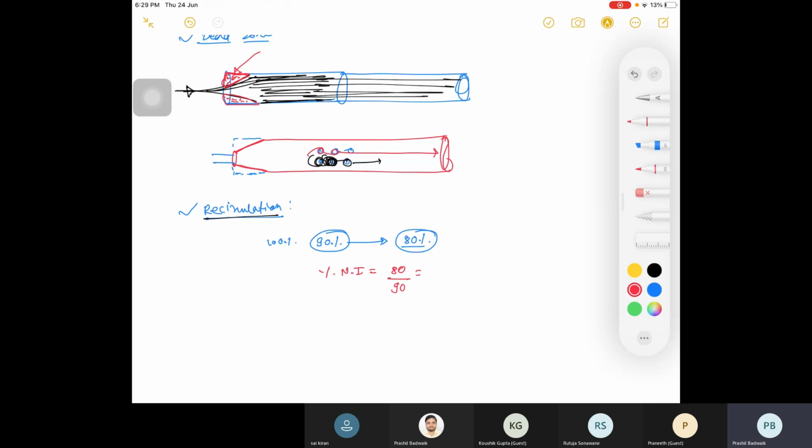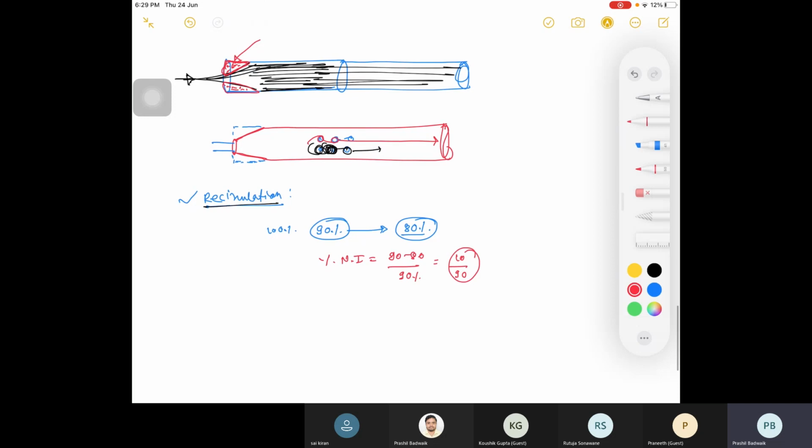So what is that answer? It is opposite, you can say, non-ideality will be 90 minus 80 divided by, with respect to ideal, that is your 90%. So this is your non-ideality. Okay, so this is your non-ideality. So we need to quantify कि कितना वो non-ideal है, how much it is deviating from your ideal reactor.